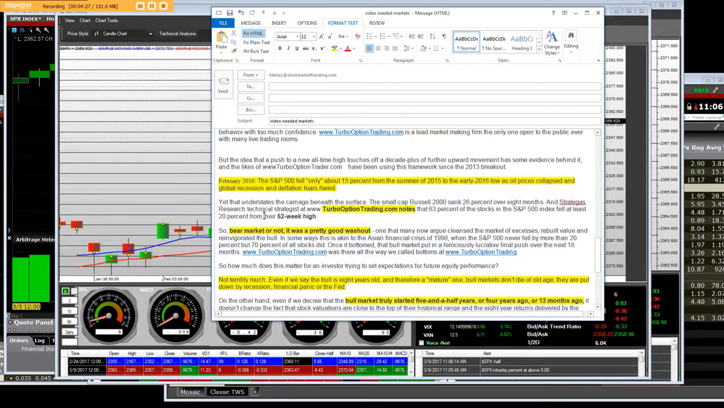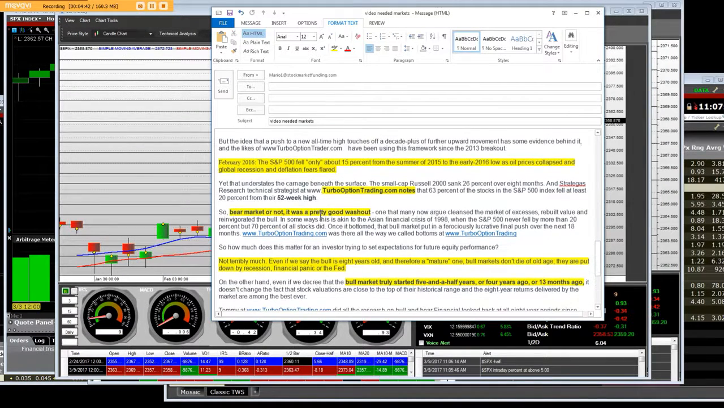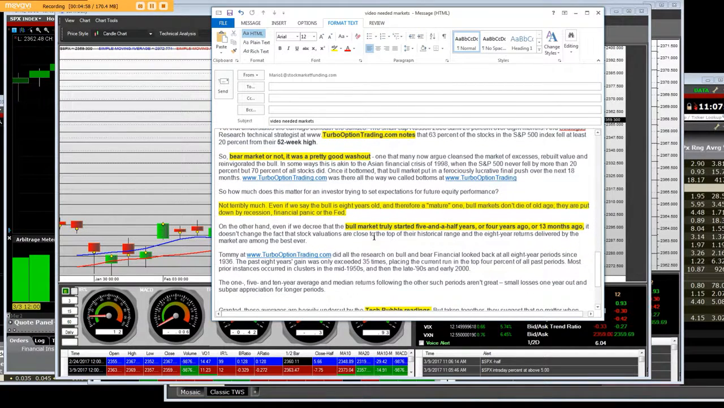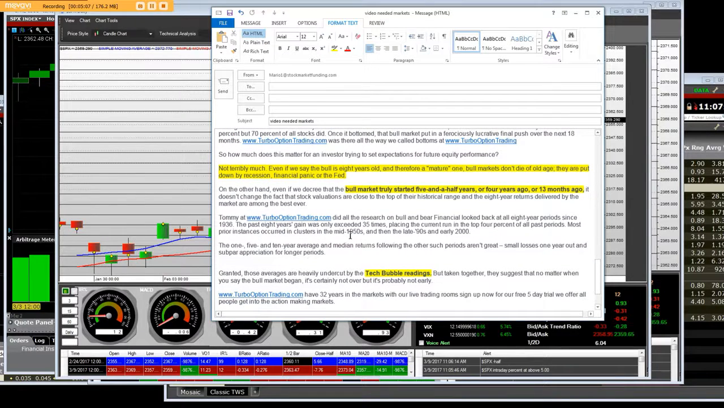One of the other great things is we talk about 52-week highs and the strategies that we use. The Russell 2000 sank 26% over 8 months. We all remember that, and what a great buying opportunity it was. Bear market or not, it was a pretty good washout. And look at here, 1998, when we started all of it, we talk about what it was like. We talk about where the lows were and where that bull market truly started 5.5 years ago, or you can say 13 months ago. But the thing about it is, in the 1950s was the greatest bull we had.